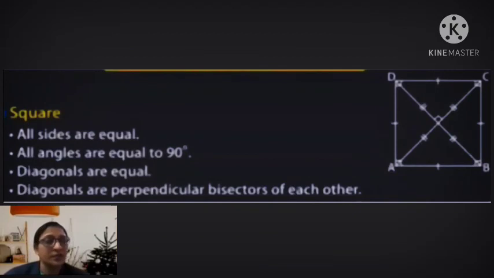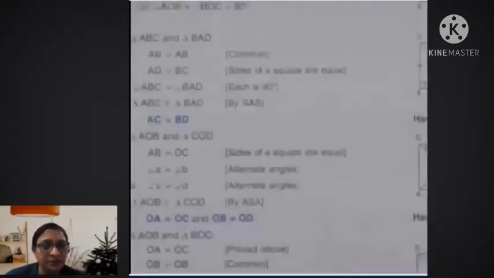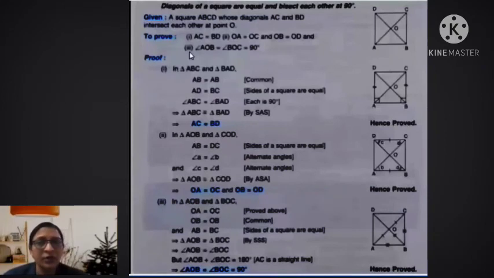The next quadrilateral is square. Square is a quadrilateral with all sides equal, all angles equal, that is 90 degree. Diagonals are equal and they are perpendicular bisectors of each other. Let us prove the property of diagonals with the help of theorem. Here, diagonals of square are equal and bisect each other at 90 degree, we are going to prove with the help of given quadrilateral ABCD.